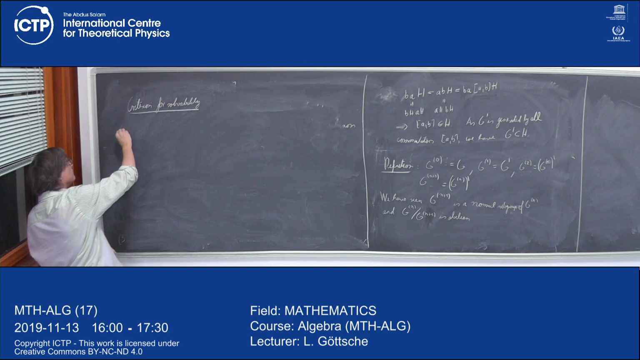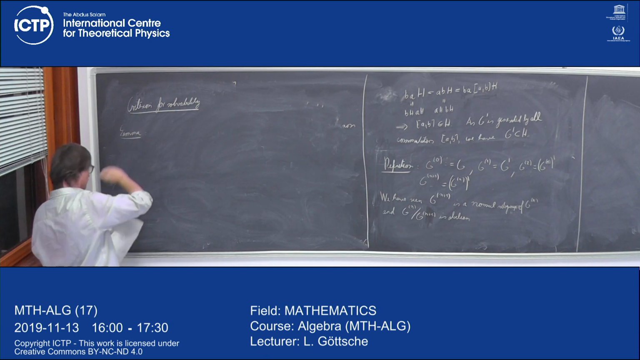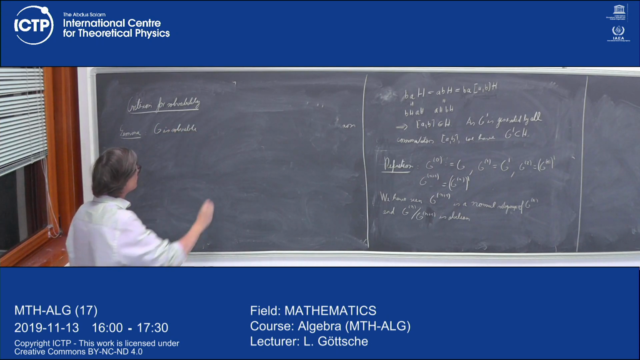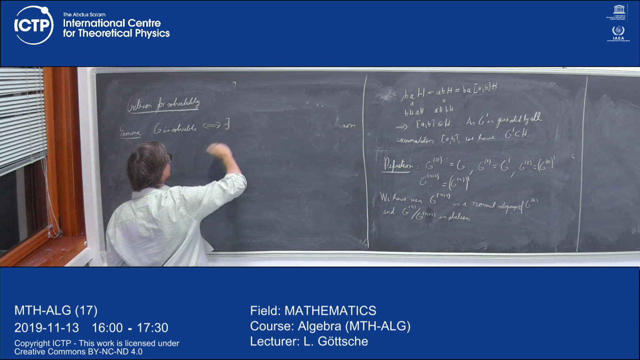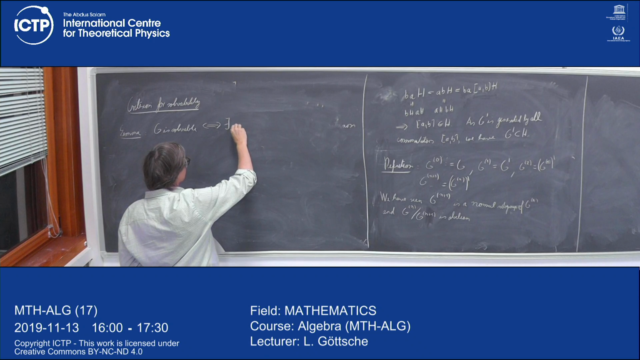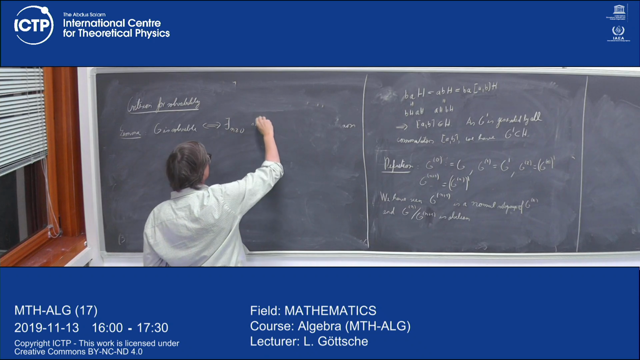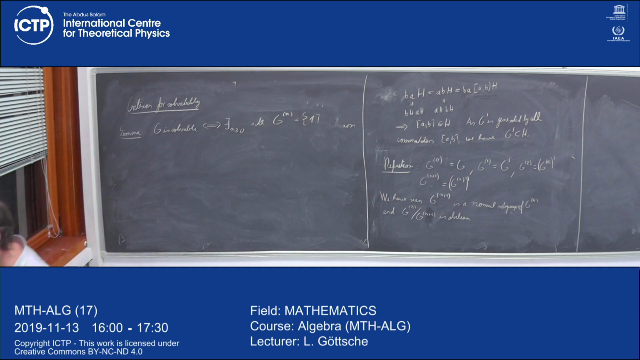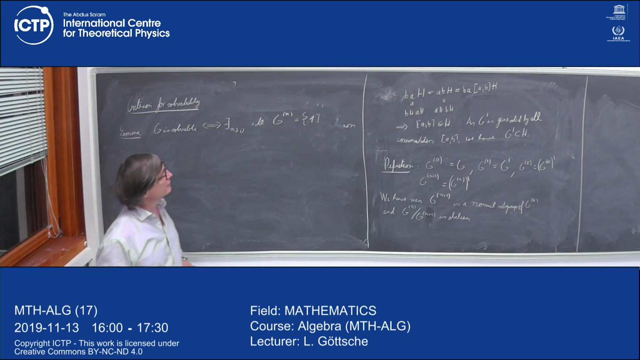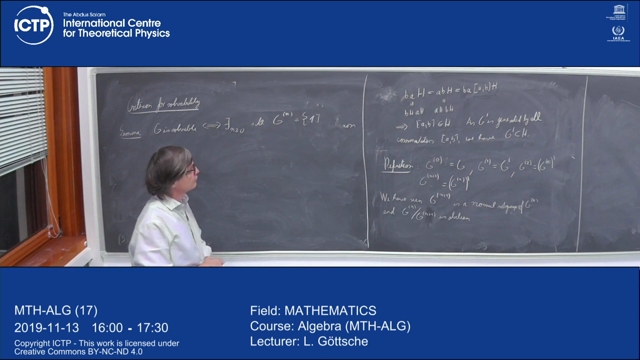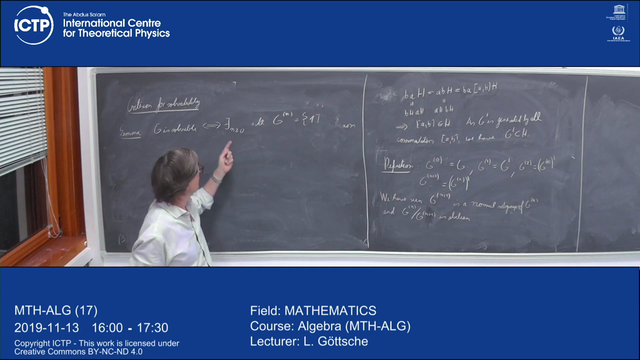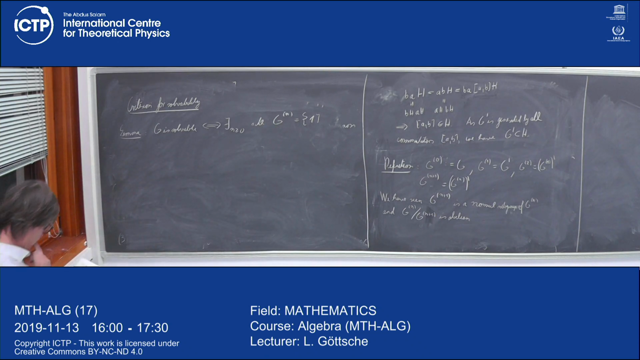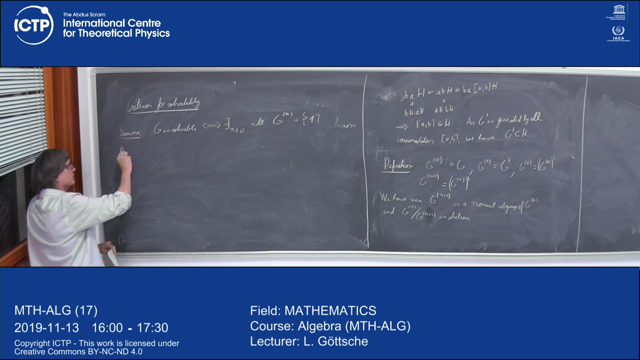So the following lemma. A group G is solvable if and only if there exists some n such that if I take the nth commutator of it, it is trivial. For instance, if this n was equal to 0, the group was 1. If n is equal to 1, the group was abelian, and then so on. So you have to show both directions.